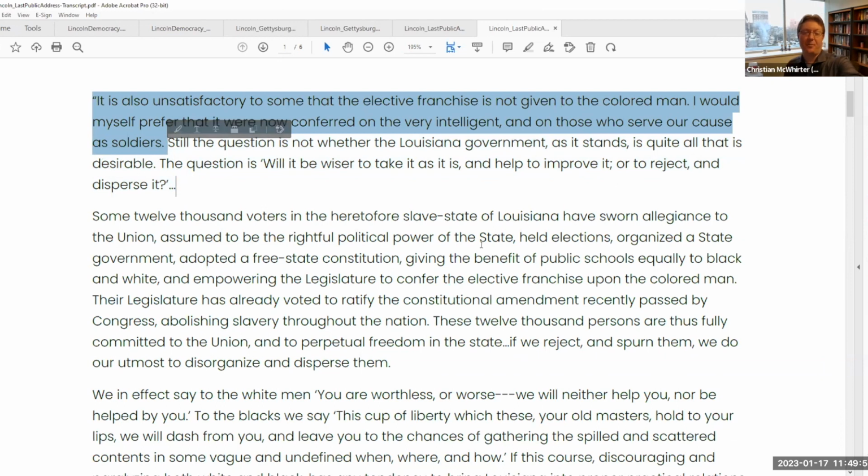So, but highlight where he said, from now conferred to soldiers.